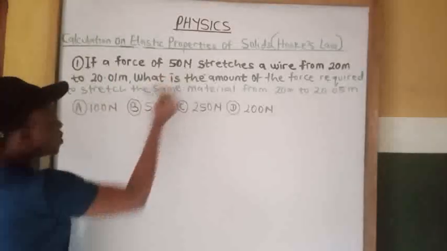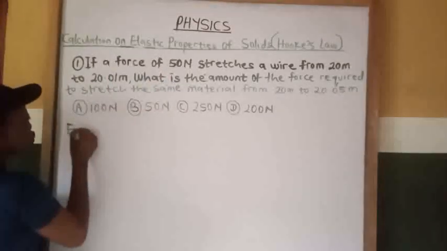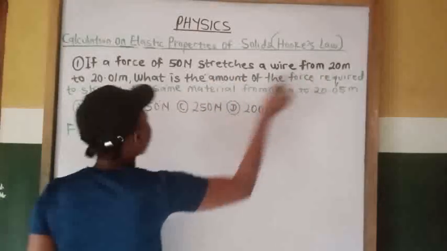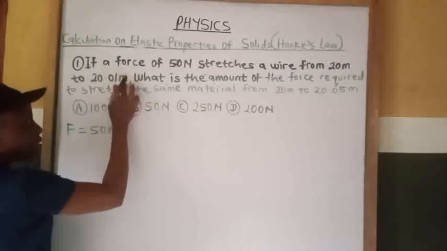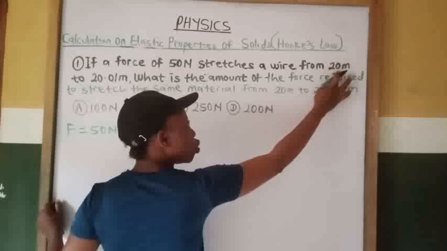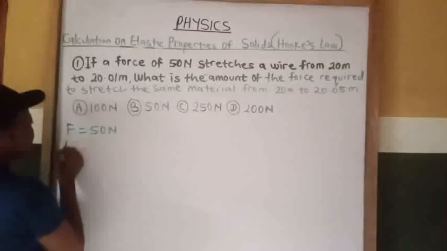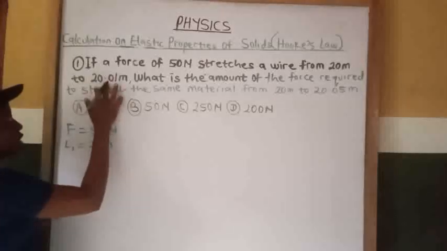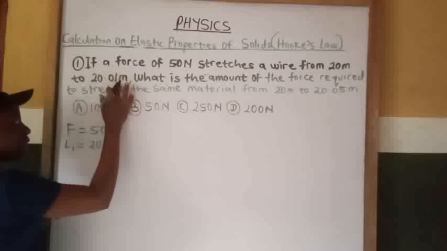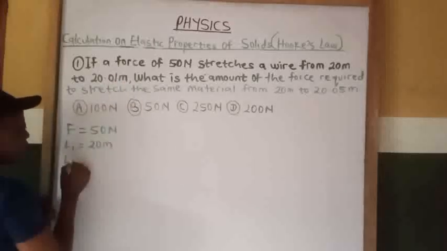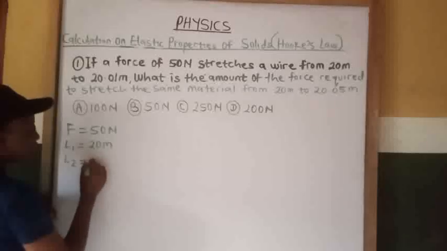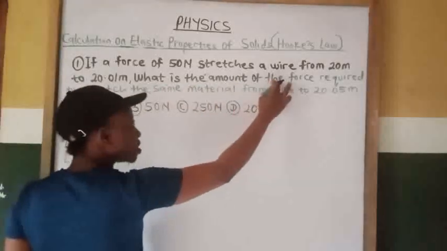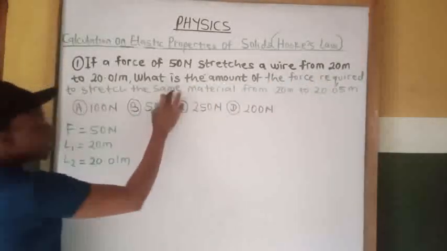If a force of 50 Newton, that is F equal to 50 Newton, stretches a wire from 20 meter to 20.01 meter. So it shows that the original length of the wire equal to 20 meter. So let's call it L1 equal to 20 meter. Then the wire stretches to 20.01 meter. That will be the final length of the wire. So let's call it L2 equal to 20.01 meter.